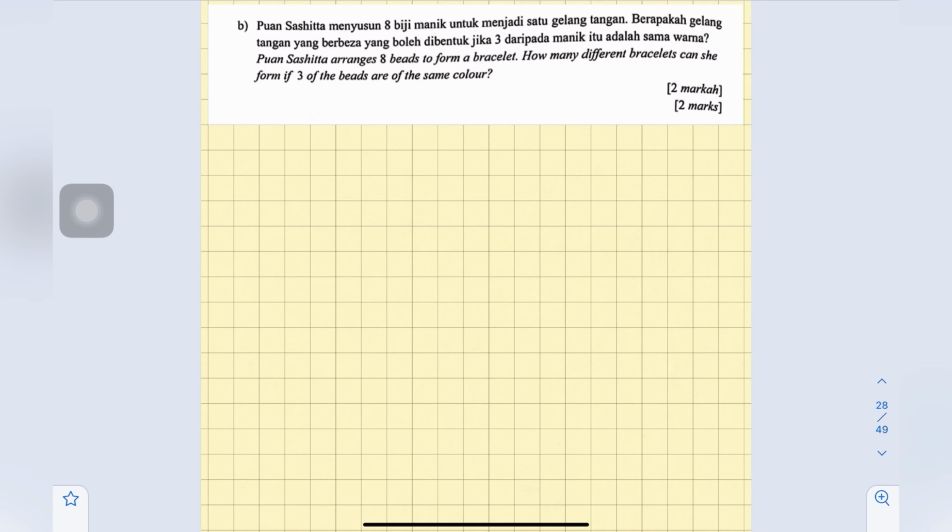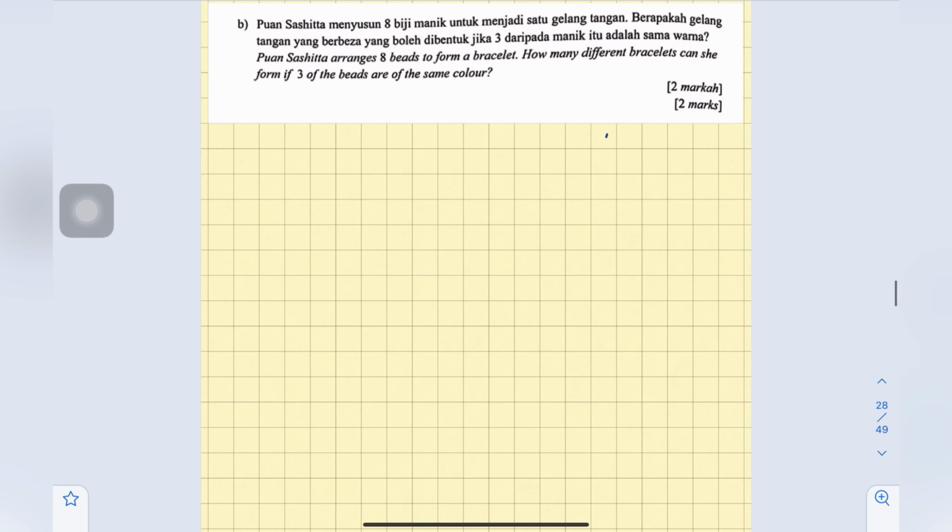B. Puan Shashita arranges 8 beads to form a bracelet. How many different bracelets can she form if 3 of the beads are of the same color? Okay, the clue of this question is arrange. Arrange bracelet. So the formula for arranging a bracelet or necklace is n minus 1 factorial over 2. Okay, so now she has 8 beads. So 8 minus 1 factorial over 2.